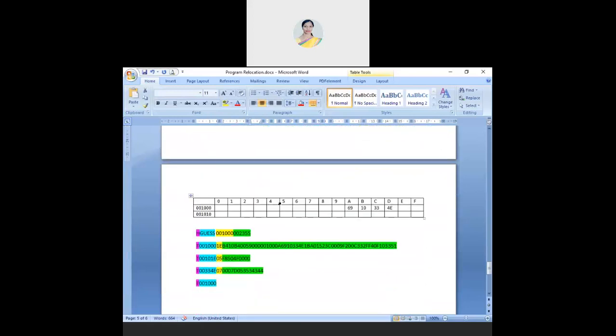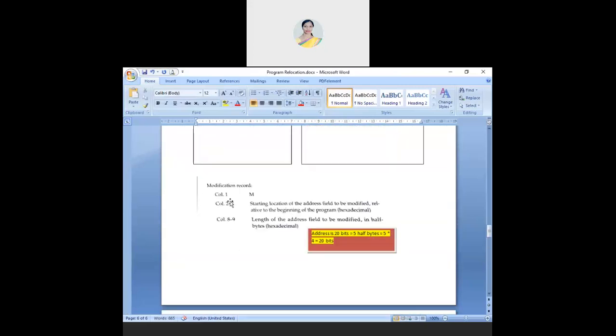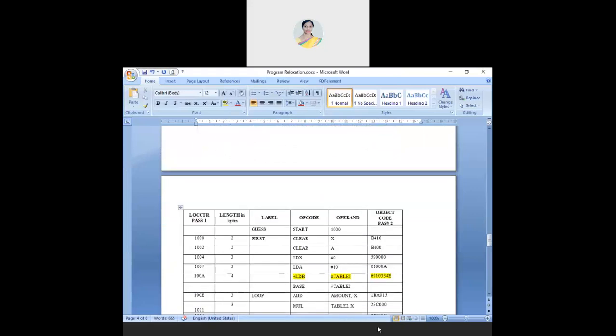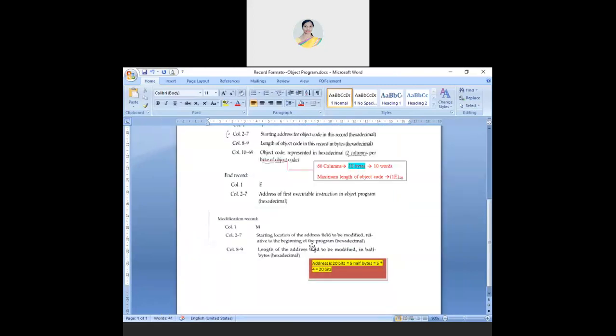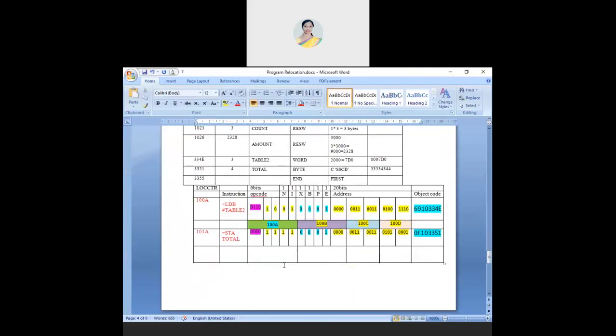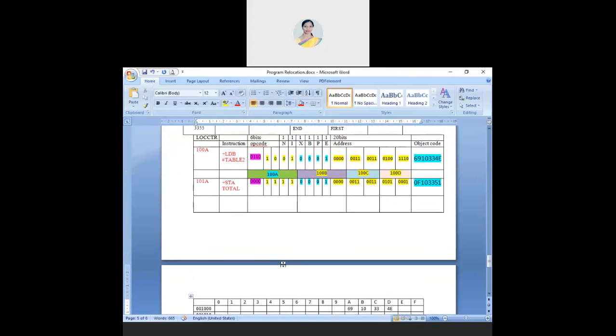So I have to indicate to the loader. I've already written the text record. I have to write the modification record. And what does your modification record say? Columns 2 to 7 is the starting location of the address field to be modified. So what is the starting location of the address field to be modified? See here, where I have to modify this one. Correct, no? 100B. Yes or no?